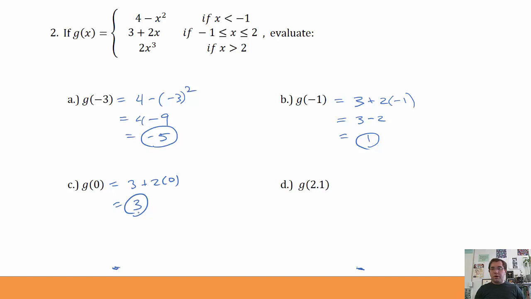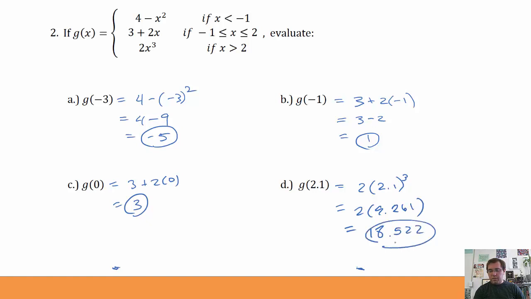What about g of 2.1? Well, 2.1 is bigger than 2, so it falls into the third category. Anything that's bigger than 2 is going to fall into that third category. So we're going to do 2 times 2.1 cubed. And 2.1 cubed is obviously 9.261 times 2 is 18.522. So that's g of 2.1.